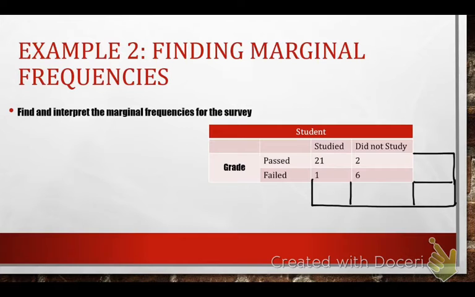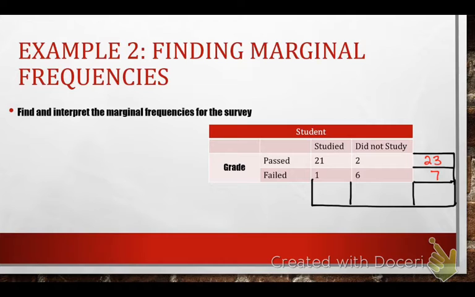Okay? You're adding a row and a column. And what you're doing is you're now calculating a total. How many students overall passed the test? How many? 23. Because whether they studied or didn't study, they still passed. So 23 students, I'm sorry, just passed. How many students failed? 7. Okay, so before we do anything in that bottom block, let's come over to the columns.